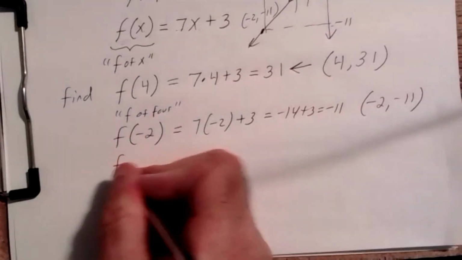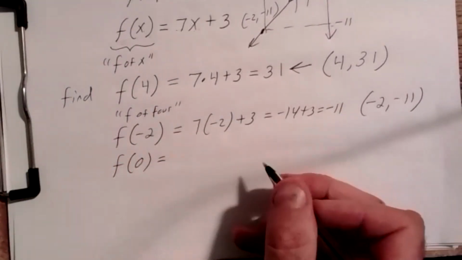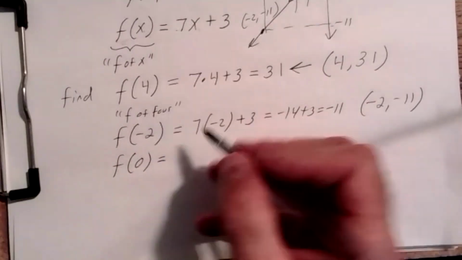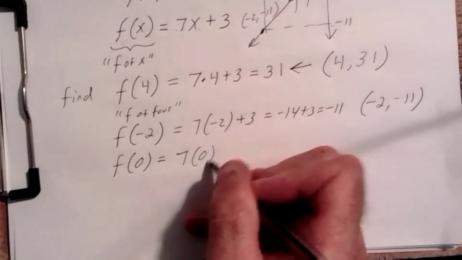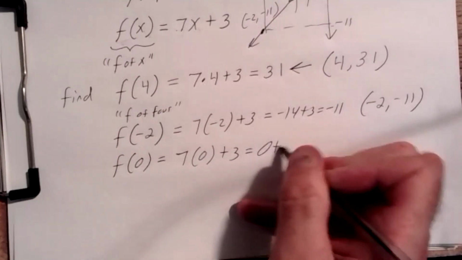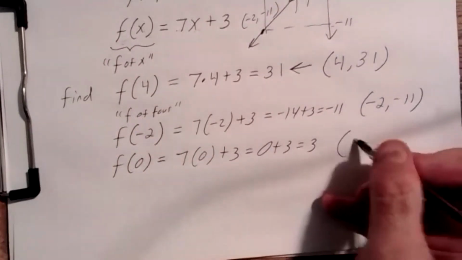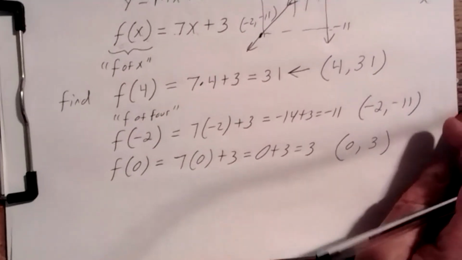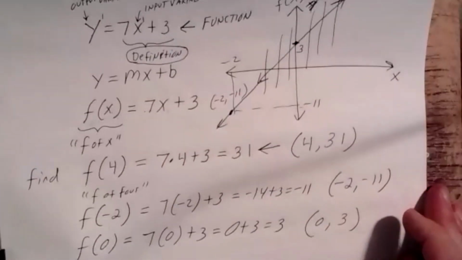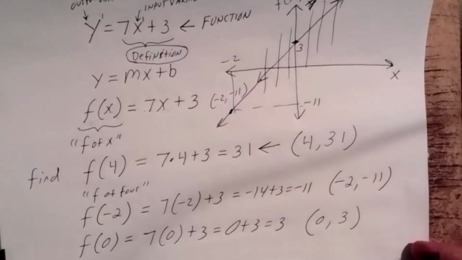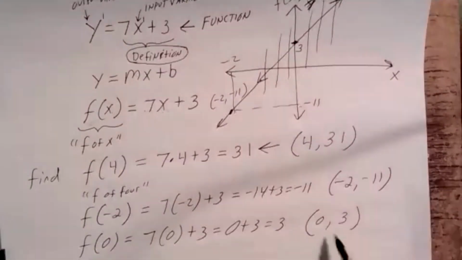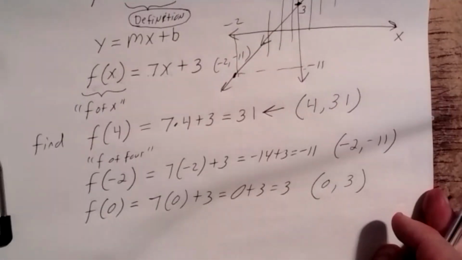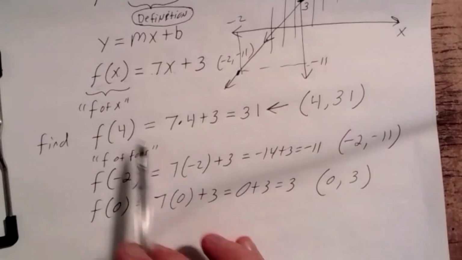All right. f of 0, what would f of 0 be? That means we put 0 in for x. Hence, f of 0, or y, would be 7 times 0 plus 3, which is to say 0 plus 3, which is 3. You recognize this point, ladies and gentlemen? (0, 3) is the what intercept? The y-intercept. You agree?